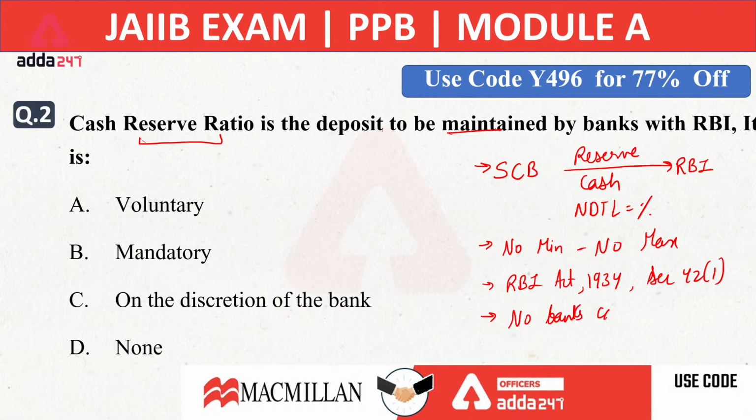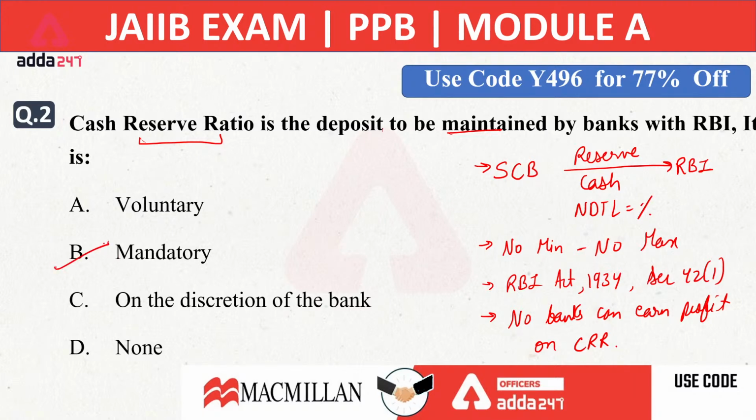Okay, now when we are talking about the cash reserve ratio, no banks can earn profit on CRR. And why is this happening? Because no interest will be paid by Reserve Bank of India on CRR to commercial banks. So these are the conditions of CRR, or we can say cash reserve ratio, and everyone is going with the B option. That is correct.